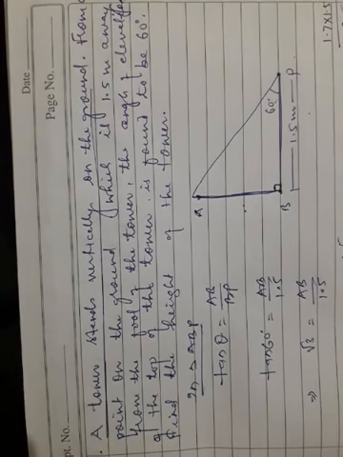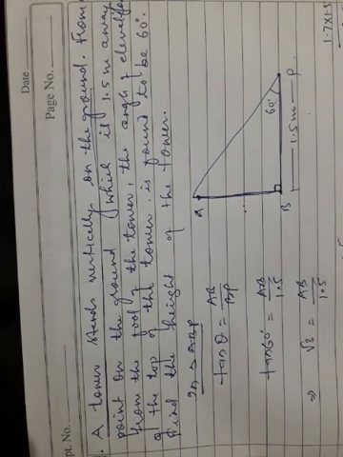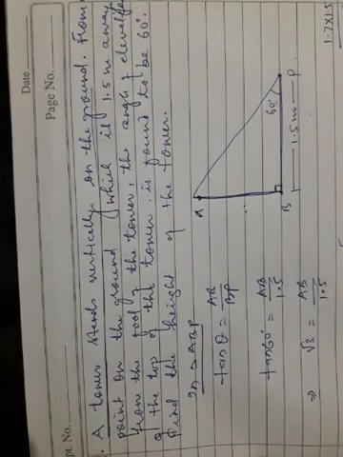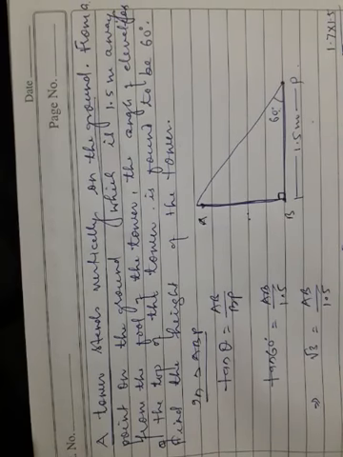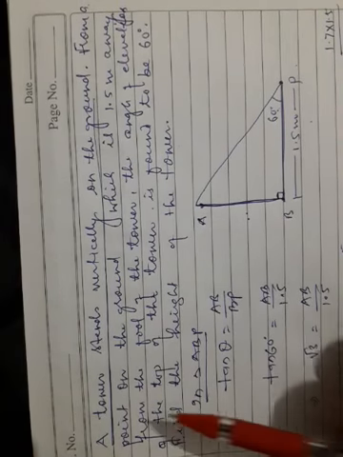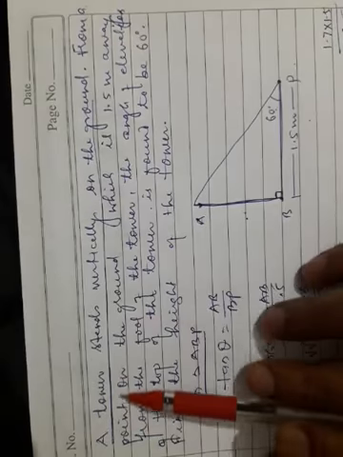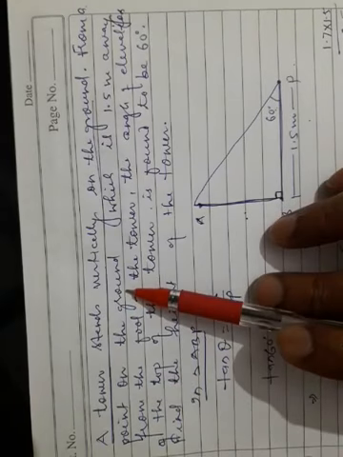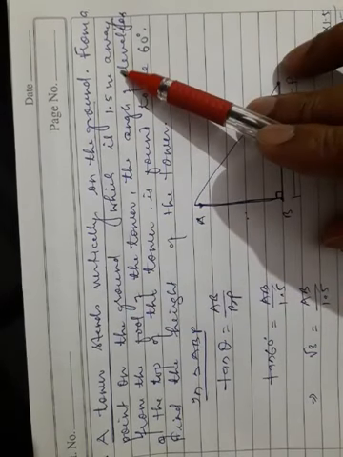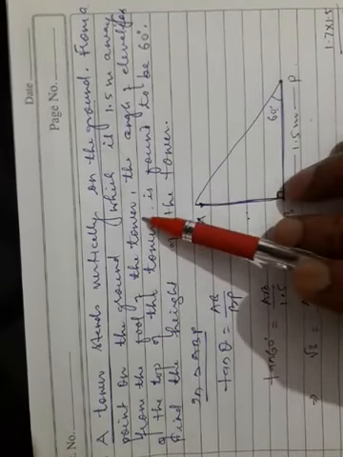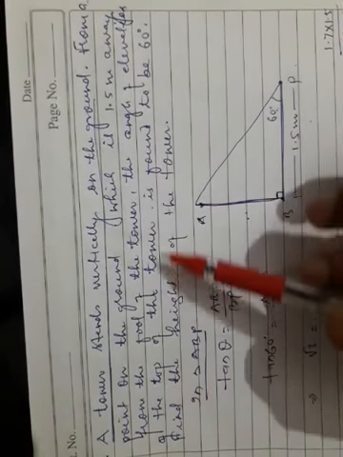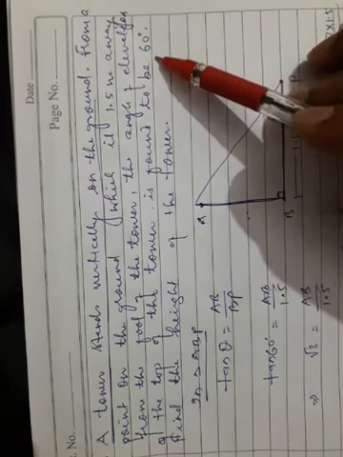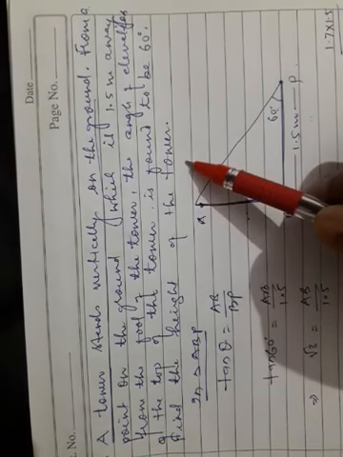Students, today we have to look at the third part of our sessions, height and distance. Here is a question: a tower stands vertically on the ground, and from a point on the ground which is 1.5 meters away from the foot of the tower, the angle of elevation of the top of the tower is found to be 60 degrees. Then find the height of the tower.